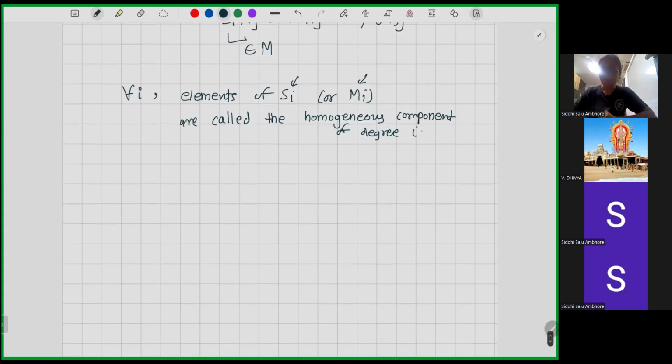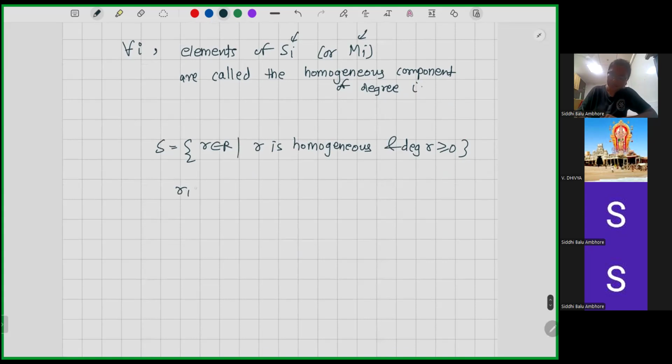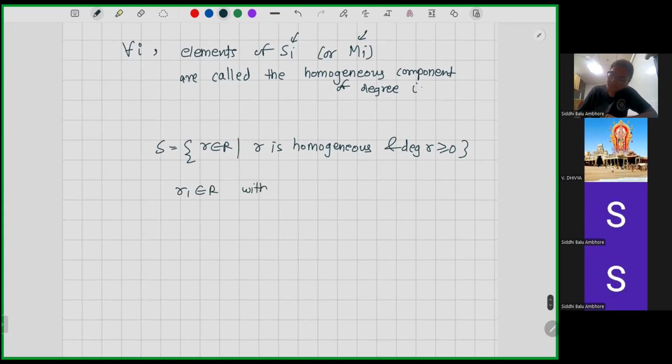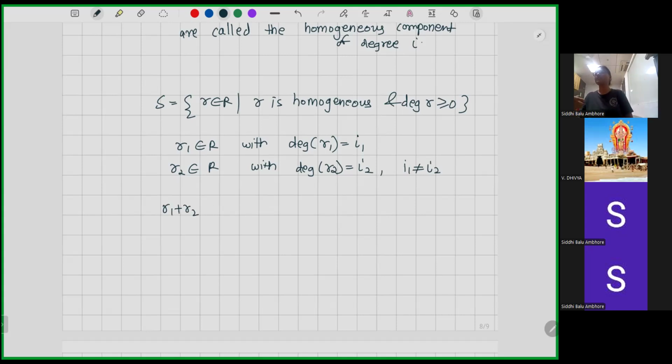So this is false, right? Because the set S is the set of r in R such that r is a homogeneous component and degree of r is greater than or equal to 0. Suppose I take some element r1 in R with degree, let us say, i1, so degree of r1 is equal to i1. And if I take r2 with degree of r2 equal to i2, and i1 not equal to i2, then is this element r1 plus r2 in this ring S?